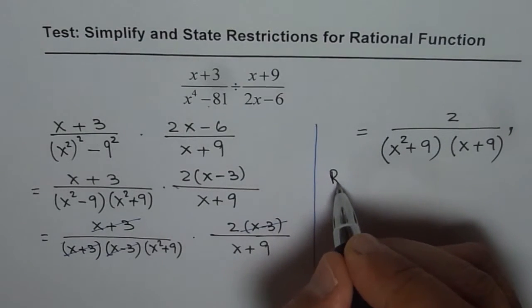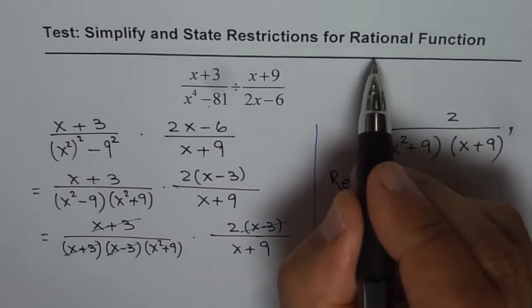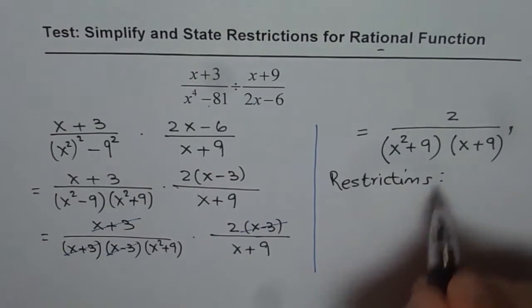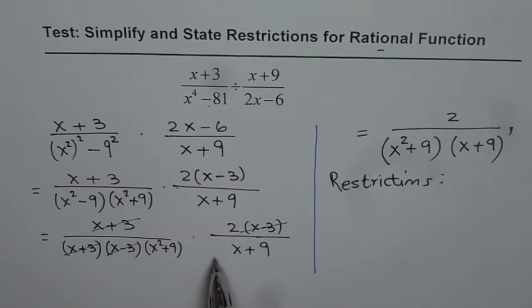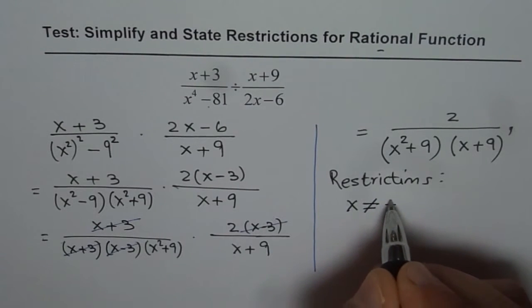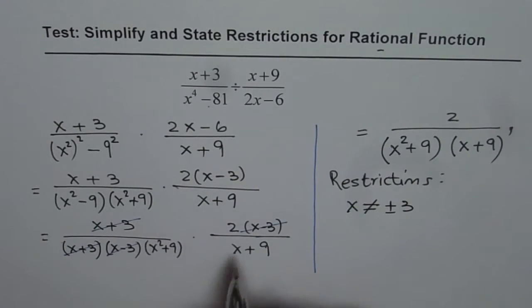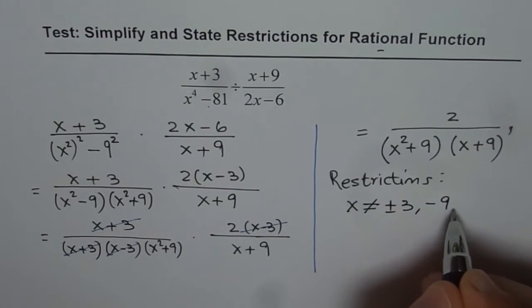Let me write them separately here. Restrictions are, which is also the second part of this question. For writing restrictions, you have to look into the expression before you cancel the common factors, right? Otherwise you'll miss those restrictions, correct? So let's start from the left side itself. x cannot be -3, x cannot be +3, so we say x is not equal to plus and minus 3. And from here we get x is not equal to -9. It cannot be -9.